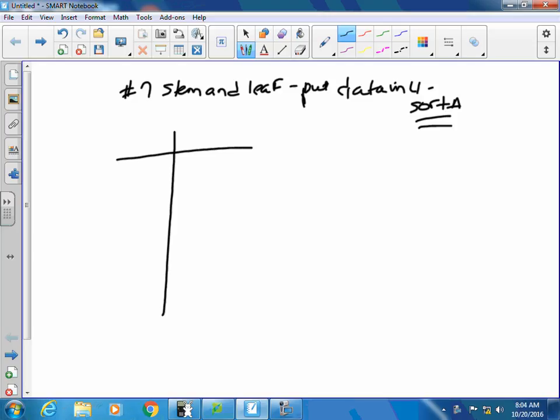I'm going to give this a title. This is Air Quality of U.S. Cities. This is my stem. This is my leaf. Now, you already have this in order. So watch how nice this is.